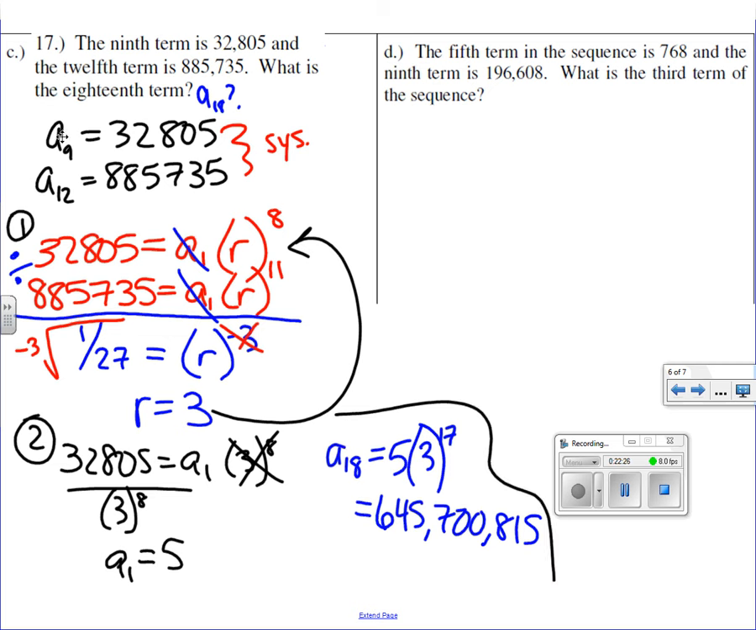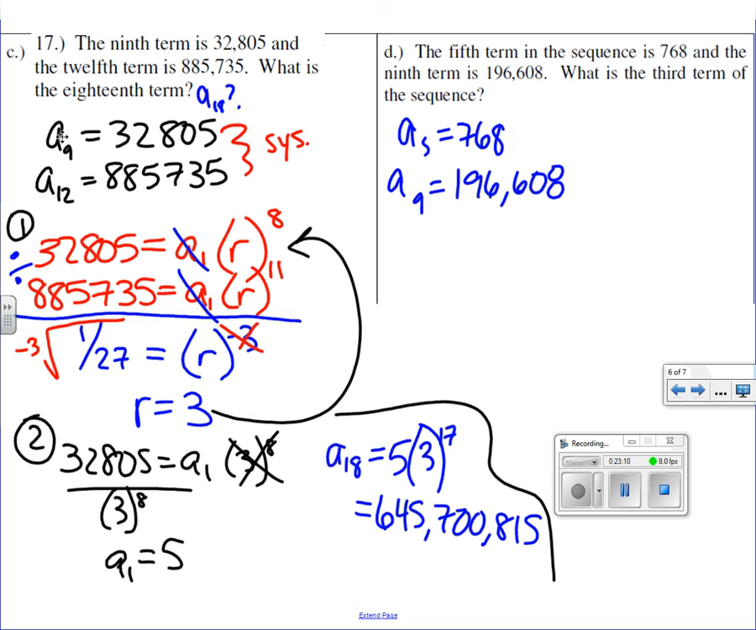All right. The 5th term in the sequence is 768, and the 9th term is 196,608. What is the 3rd term of the sequence? Carter, what's one thing you know? How do I write that? Oh, a sub 5. I like it. Jalen, what else do I know? Good. Okay.